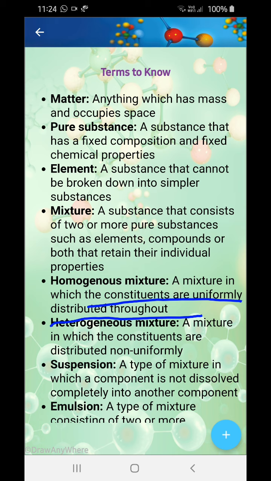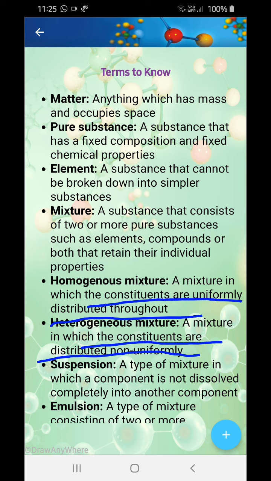Now what's a heterogeneous mixture? Once you see, you will guess this is a mixture, this is not a compound. In one sight only you will guess it. That's a heterogeneous mixture. In this, the constituents are distributed non-uniformly, so it can be easily distinguished, and you will not think that they have formed compounds.